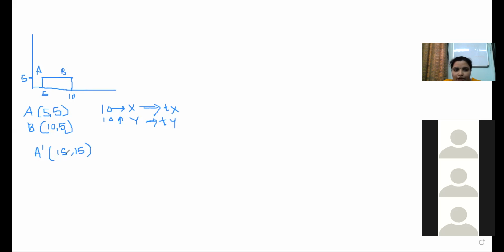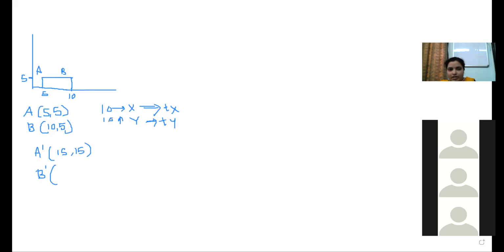15,15 हा पहिला पॉइंट आला A डॅश आफ्टर ट्रान्सलेशन. म्हणजे तो शिफ्ट झाल्यानंतर पॉइंट आला 15,15. नेक्स्ट B डॅश पॉइंट कसा मिळणार आहे मला? B डॅशच्या कोऑर्डिनेट्स मध्ये पण मला tx आणि ty हे डिस्टन्स ऍड करावे लागतील. ट्रान्सलेशन अलॉंग x ऍक्सिस फॉर पॉइंट B, ट्रान्सलेशन अलॉंग y ऍक्सिस फॉर पॉइंट B.